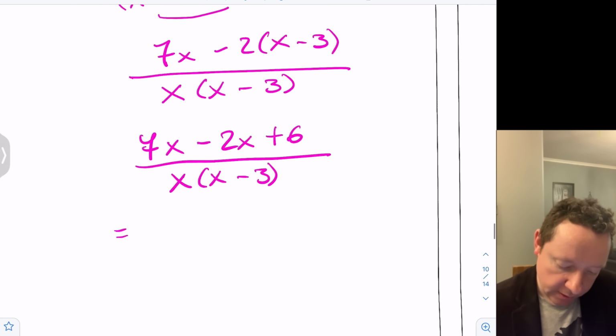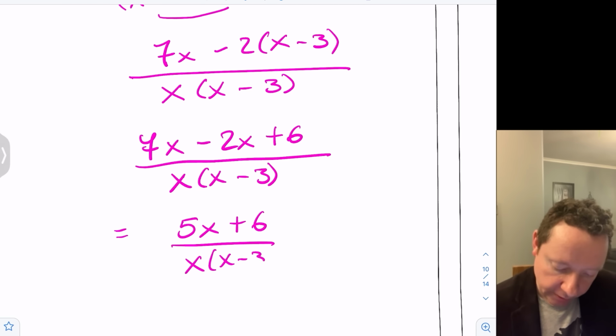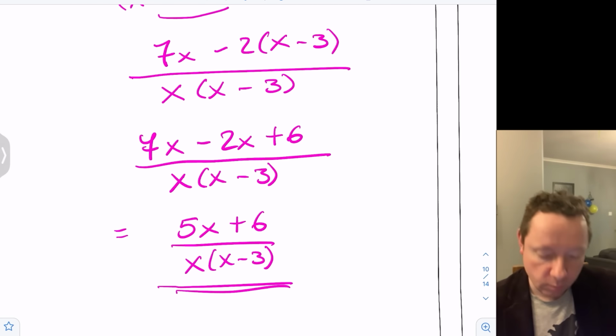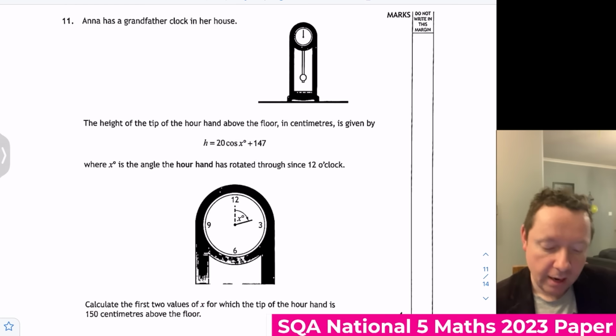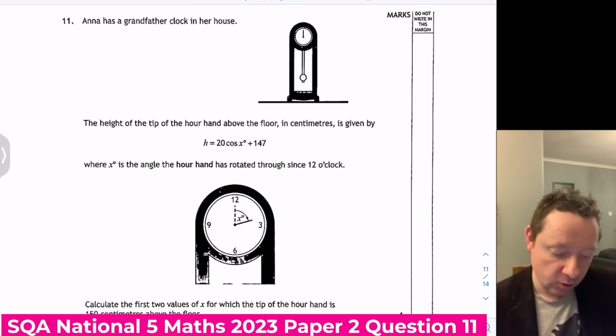So that gives me 7x minus 2x is 5x plus 6 over x minus 3. And we check if we can factorise the top to simplify further, but we can't, so we're done. If you expanded that to x squared minus 3x, you'd probably be fine as well.